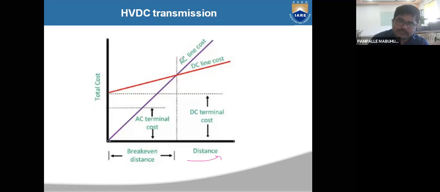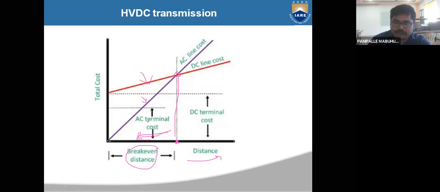These two lines intersect at one point here, and we call this point the break-even distance. At this particular distance, the cost of the AC line as well as the DC line will both be the same, so you can prefer either an AC line or a DC line. But if you observe below this break-even distance, on this side, the AC line cost will be lesser than the DC line cost.